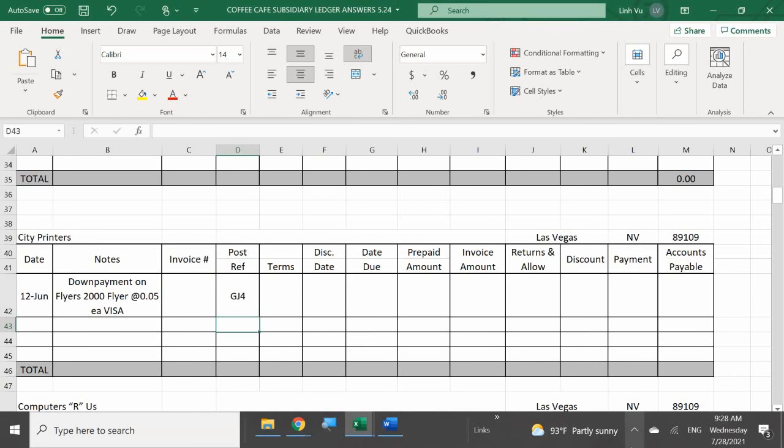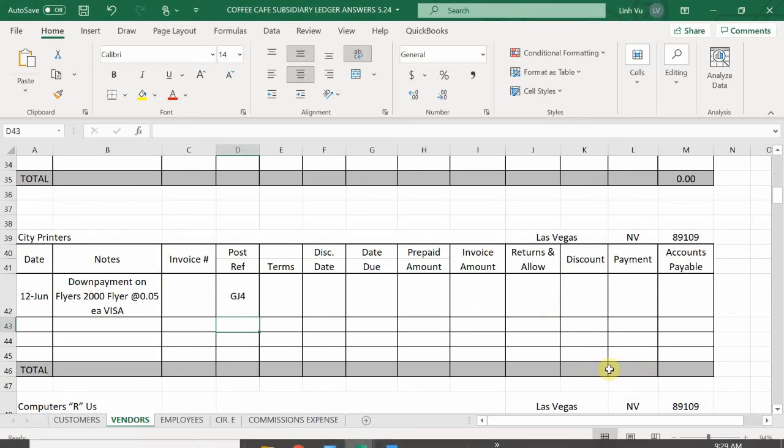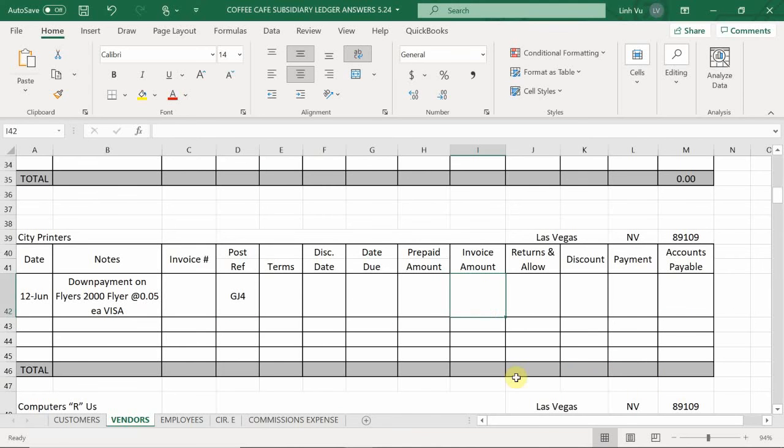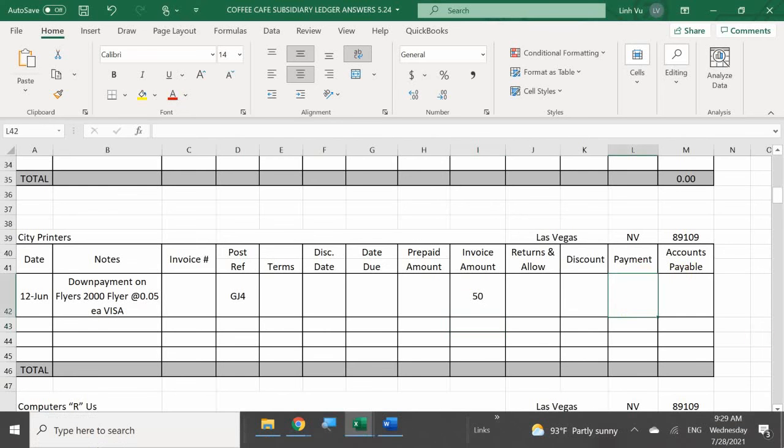In this case, like I've been teaching you, we're going to act as if this was an invoice amount or the receipt amount, which was for $50. When we actually pick up our flyers, that's where we're going to use that invoice amount of $50 and place it under the prepaid amount. But for now, we're going to recognize that they required us to pay $50, and we did pay with a Visa credit card.